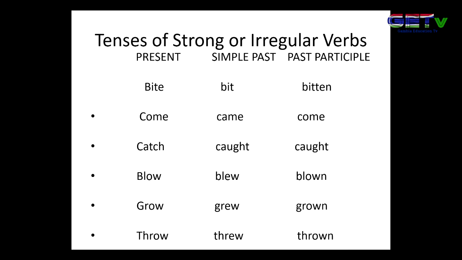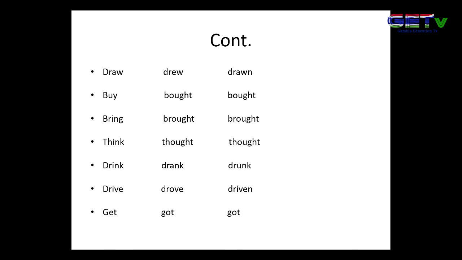So sometimes they can look similar. You have L-O-W, R-O-W, they change to E-W, E-W, and so on and so forth, and O-W-N. Sometimes they can be similar. You have throw, threw, and thrown. There are sometimes patterns that they follow. Draw becomes drew and drawn.